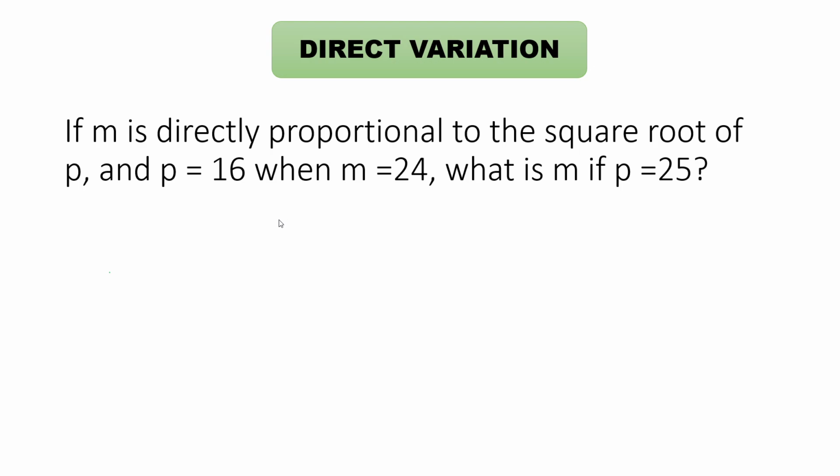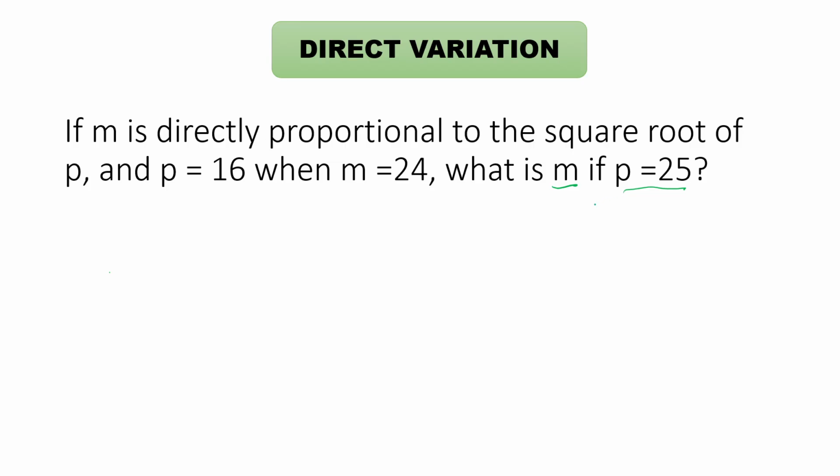We have another example of direct variation problem. If m is directly proportional to the square root of p, and p is 16 when m is 24, the question here is what is m if p is 25?